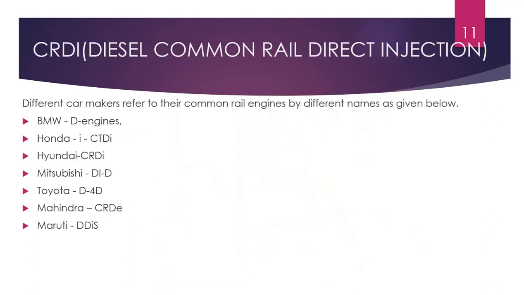CRDI is commonly used in many vehicles. And these are the several vehicles. In BMW, the name they are using to represent the CRDI system is D engines, and in Honda it is a system called CTDI. Many such systems are used; each company and manufacturer uses a different name for it.